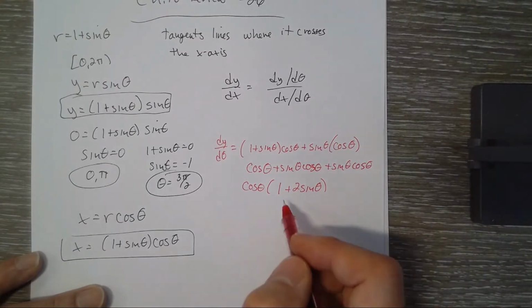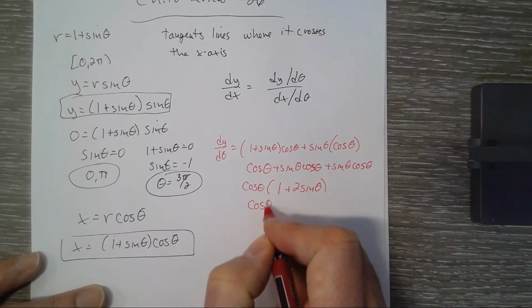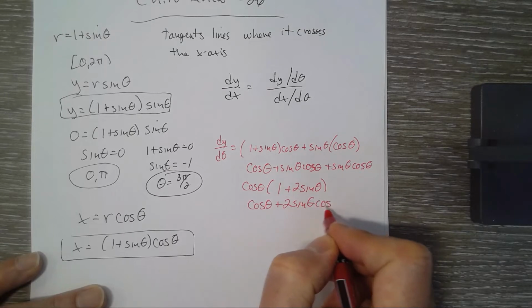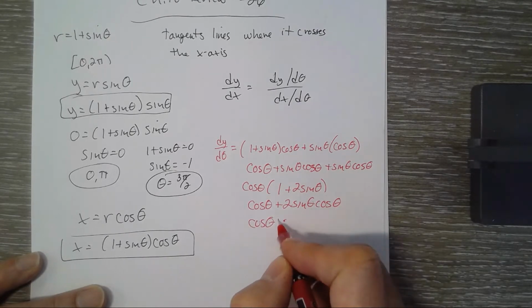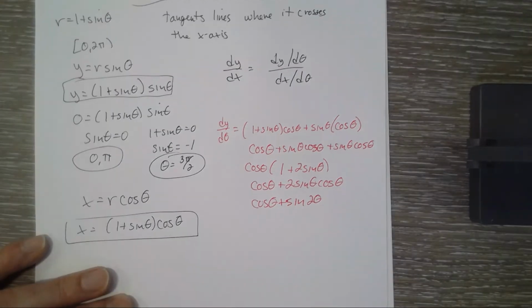I guess if I distributed, I keep changing my mind, so if I have 2 sine theta cosine theta, I can actually make that sine of 2 theta, double angle, so cosine theta plus sine of 2 theta. That might be the best version of dy/d theta.